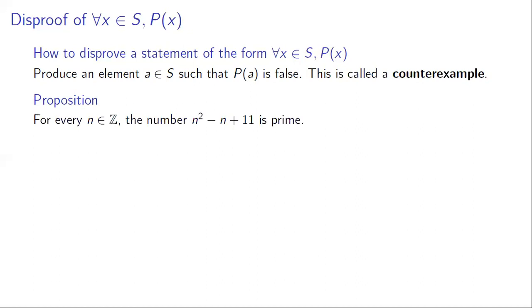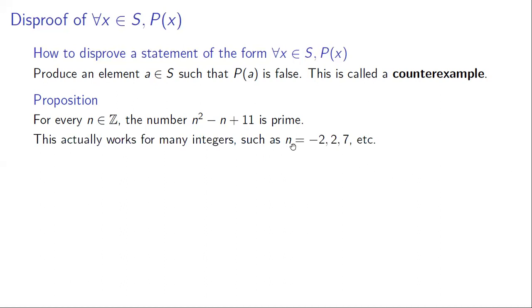So here's a little example. Here's a proposition: for every integer n, the number n squared minus n plus 11 is prime. If I do n squared minus n plus 11, that result is prime. Now this formula actually works for many integers, such as, if you try it out, if n equals -2 or 2 or 7 and many others, it will work. However, the proposition says that this applies to every integer n, right? So we have a statement of the form for all x in S. So the thing is, the proposition is actually false because it doesn't work in all cases.